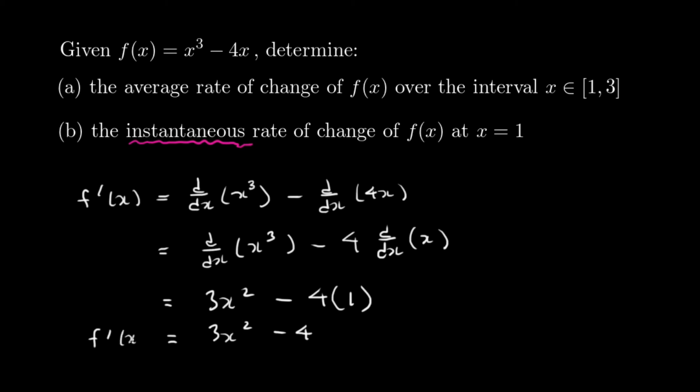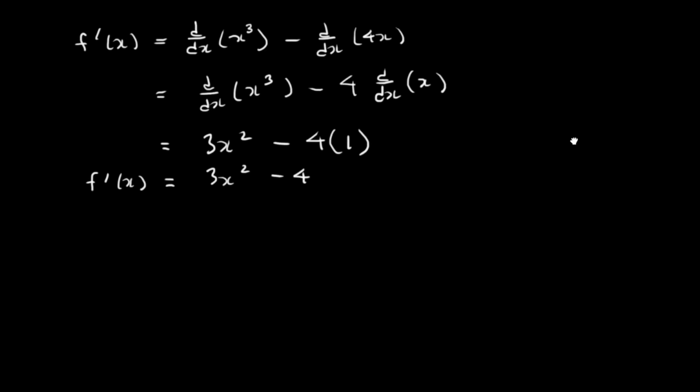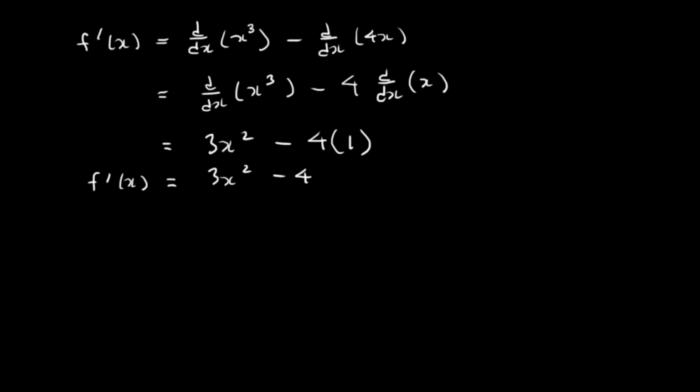Now we're not done, because of course we're being asked to figure out the instantaneous rate of change when x is equal to 1. So let's get a little more space. When x is equal to 1, we just pop that into our derivative. f prime of 1 is going to be 3 times 1 squared minus 4. So of course that's going to be 3 minus 4, or negative 1.